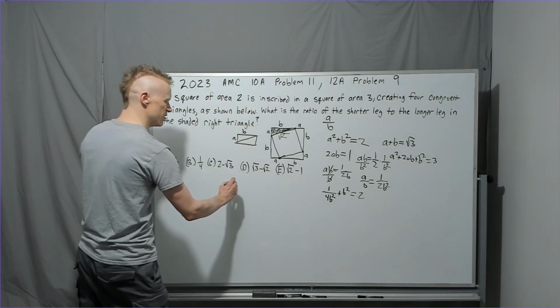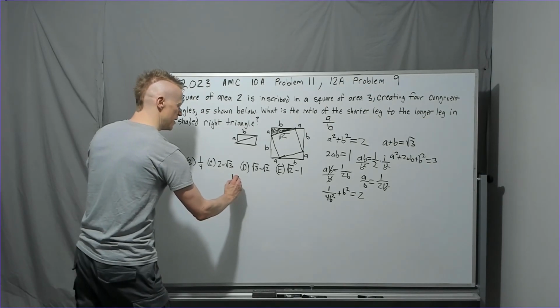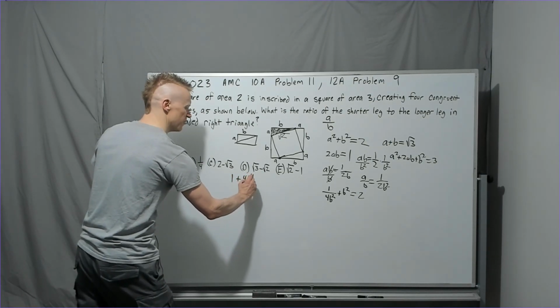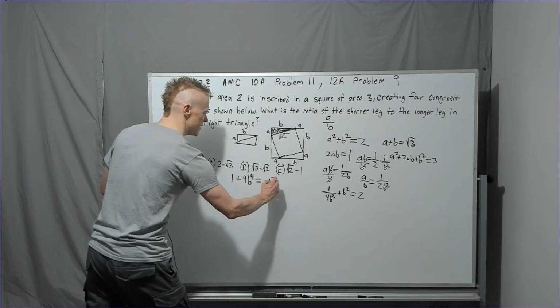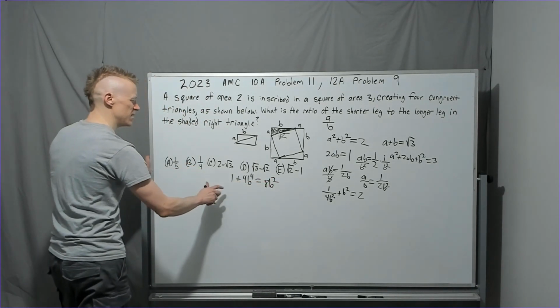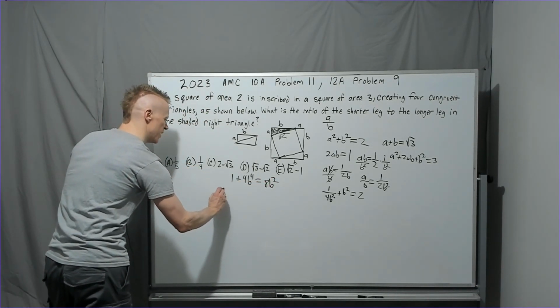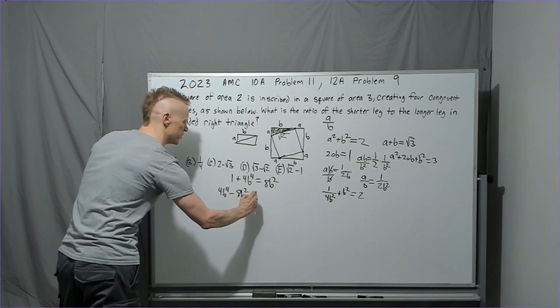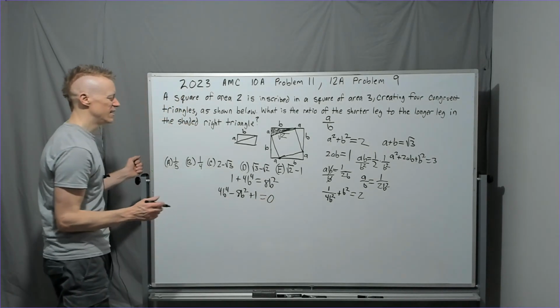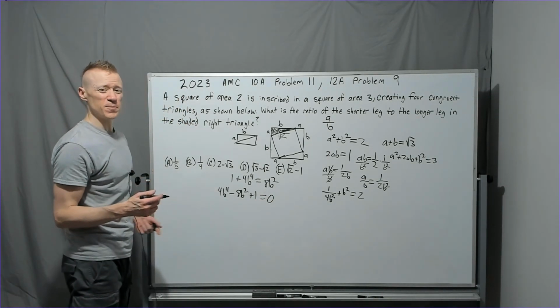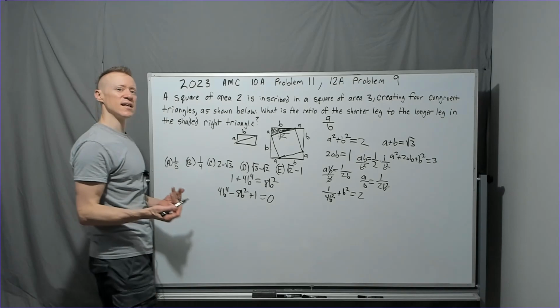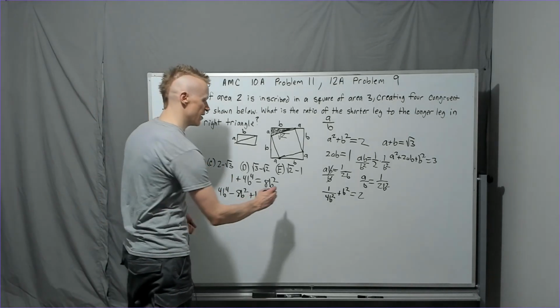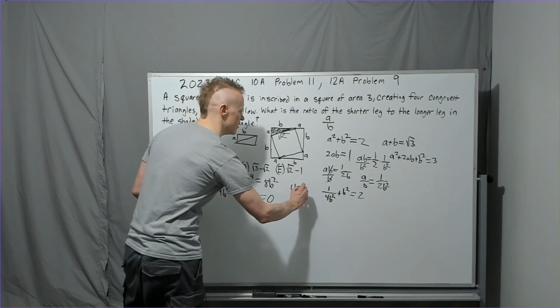I'm going to come over here to do this work. So I'm going to have 1 plus 4b to the 4th equals 8b squared. Let's move the 8b squared to this side. So we'll have 4b to the 4th minus 8b squared plus 1 equals 0. Okay, but now we've got a 4th power running around, but maybe we could just think about it as b squared could be the letter u.